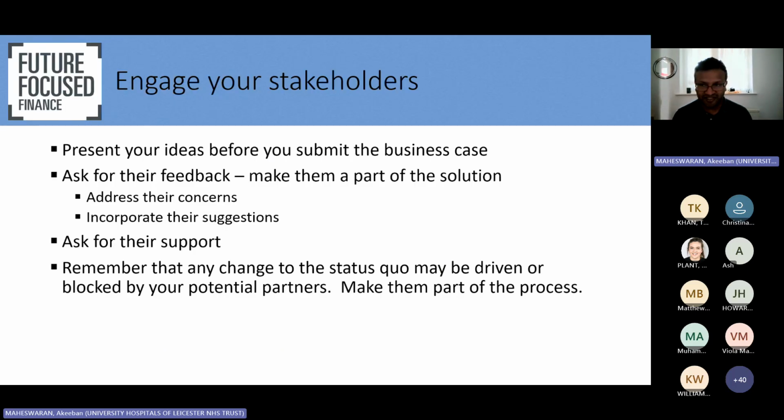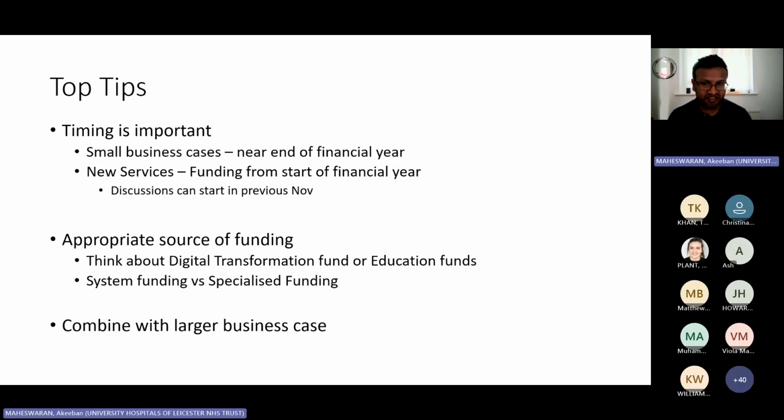Try and get anybody affected. I don't like the word stakeholders, but try anybody that's affected by your business case. So other specialities, other AHPs, nurses, whoever might be affected by your business case, get them involved. The more different areas that support a business case, the more likely it's going to get through, and the fewer barriers people put up. Okay, so get them involved. Timing is important.